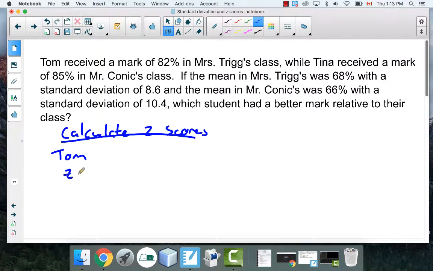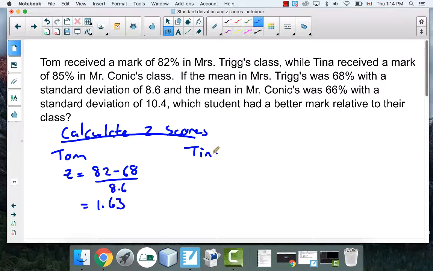Tom's Z-score would be Z equals, his mark is 82%, minus the mean of his class, which is 68, because he's in Mrs. Trigg's class. We're going to divide it by the standard deviation in the class, which is 8.6. Do this calculation, you get 1.63. So Tom's mark is 1.63 standard deviations away from the mean.